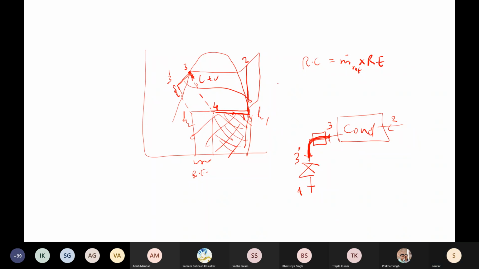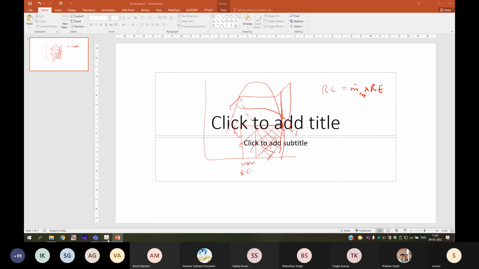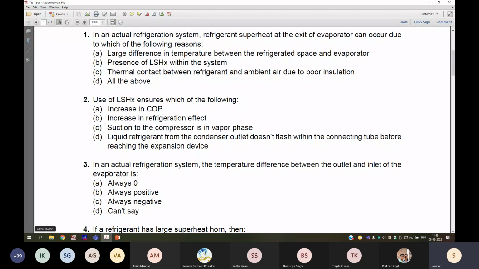Okay. So that's why subcooling is also a desirable effect. Doubts, questions?